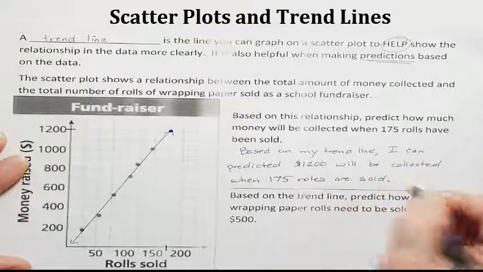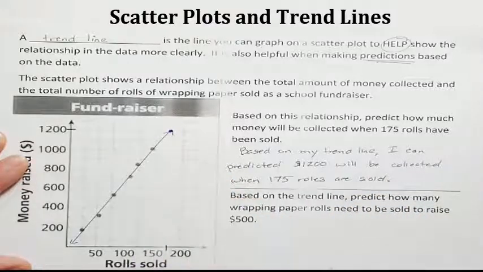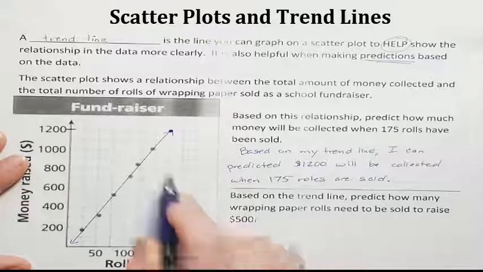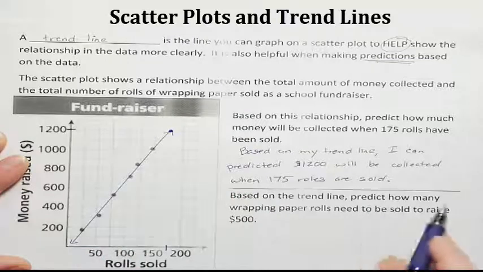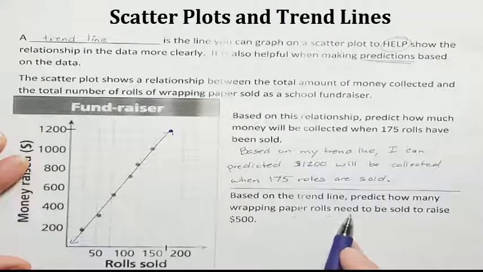Now it is a prediction, so that might not come true, but it's a guess. It helps me kind of plan ahead for the future. So the next question, based on that trend line that I drew, how many wrapping paper rolls will need to be sold to raise $500?